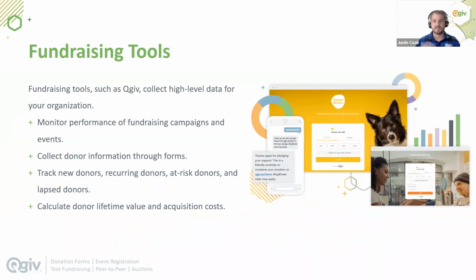So first name, last name, phone number, whatever you want to track in there, you can add that to your form and be able to map that back to your CRM. You will have the ability to track all of that advanced data that we talked about, all of our core data and our advanced data for our fundraising programs to track new donors, recurring donors, at-risk donors, and lapsed donors. And you will be able to calculate donor lifetime value and acquisition costs simply through those tools.